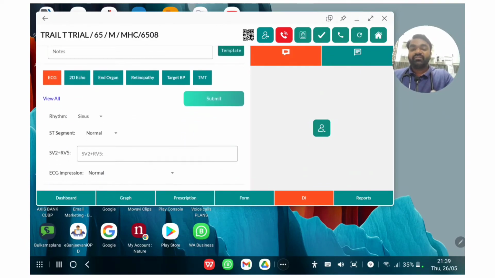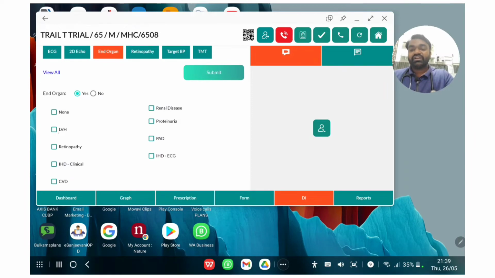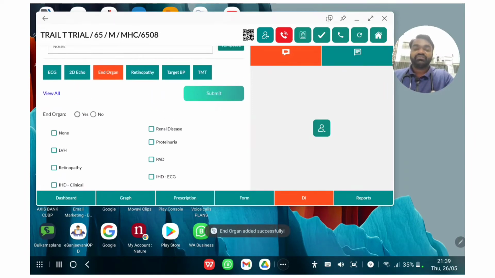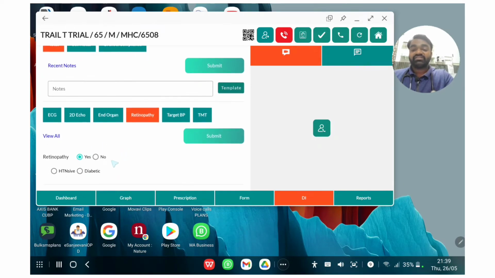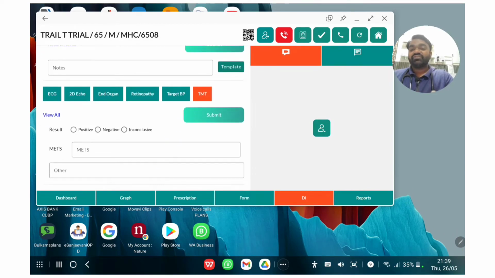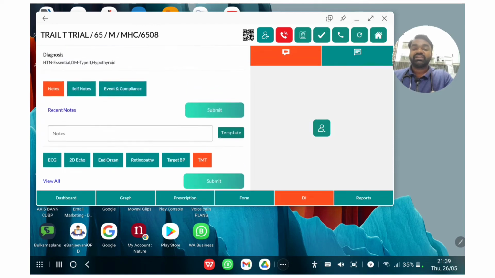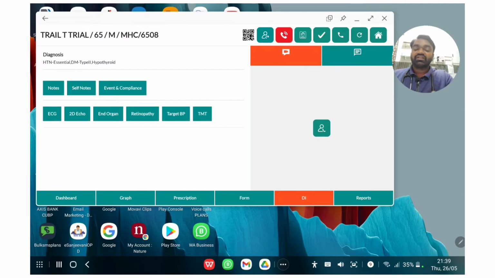You can just report the ECG, whatever the ECG will be, and end organ damage. If you have any end organ damage, you can submit it for the patient. Retina, you'll have to submit if retinopathy is there, hypertensive or diabetic. Target blood pressure you can set, and then you can give the entry of the TMT as well, whether it is positive, negative or inconclusive, something like this. So this is what the doctor's interpretation is, and under this all our notes as doctors get saved.